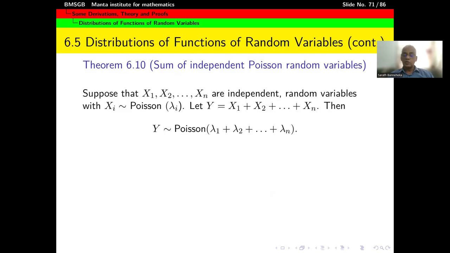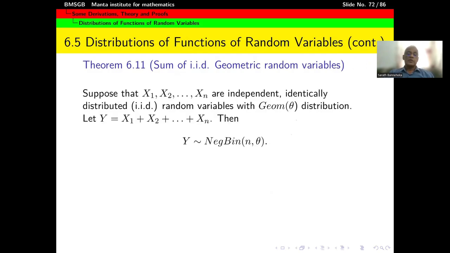Let's consider y to be the sum of x1 up to xn. Then again, using the moment generating function technique, we can prove that y also has a Poisson distribution, with the rate now equal to the sum of the rates of x1 up to xn. So that again you can easily prove using the moment generating function technique.